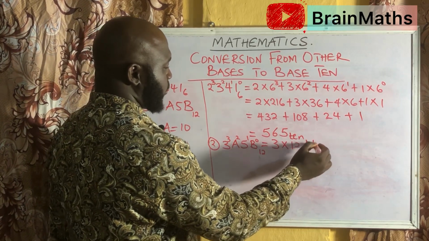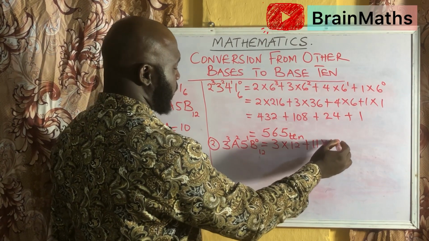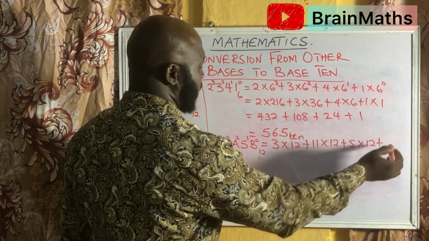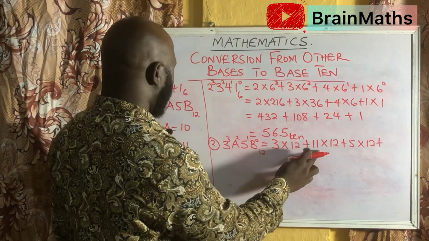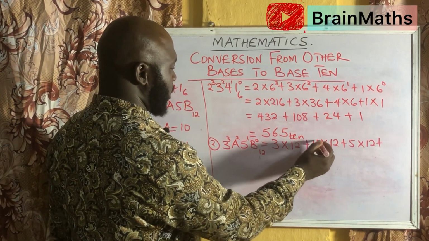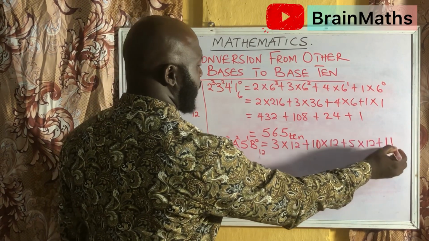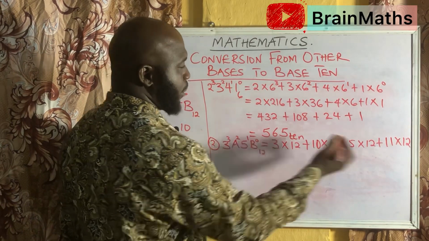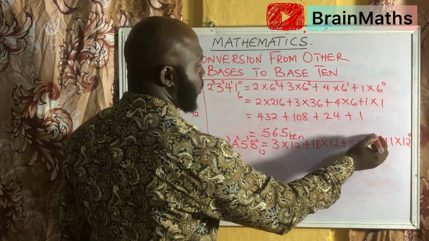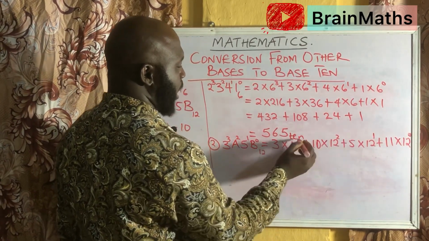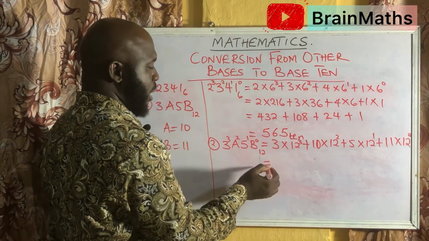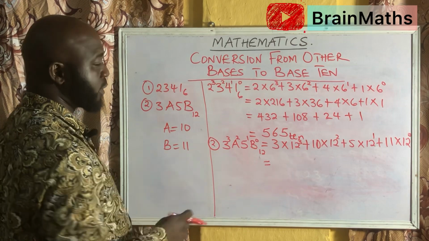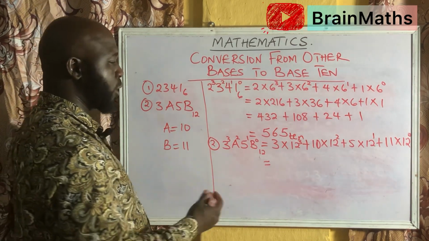plus 10 times 12 plus 5 times 12 plus B, okay, A is 10, sorry, and B is 11 times 12. So we now give them their powers, 0, 1, 2, and then 3. So we have 3 times 12 raised to power 3. So you need to take your time to check what you are going to have there.